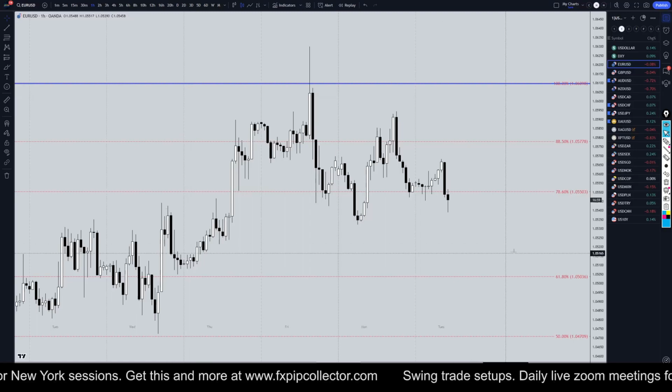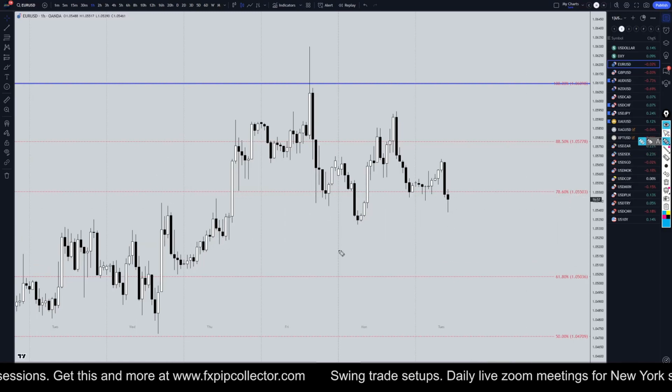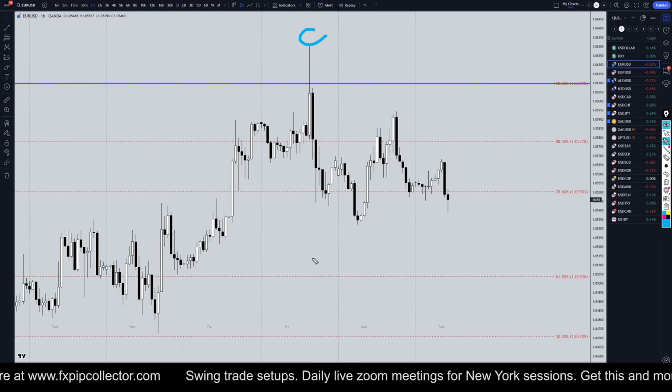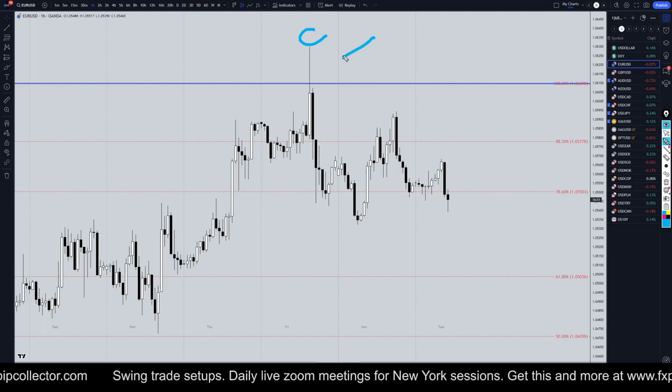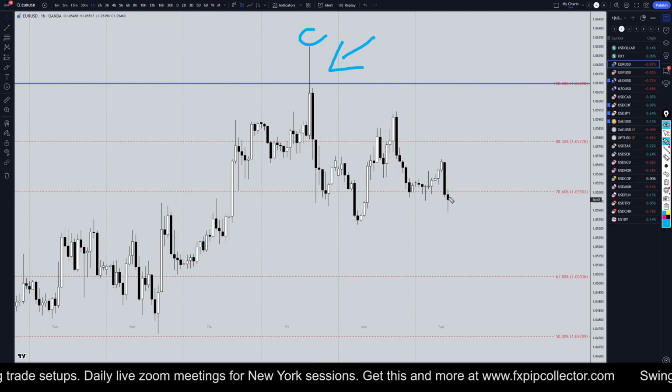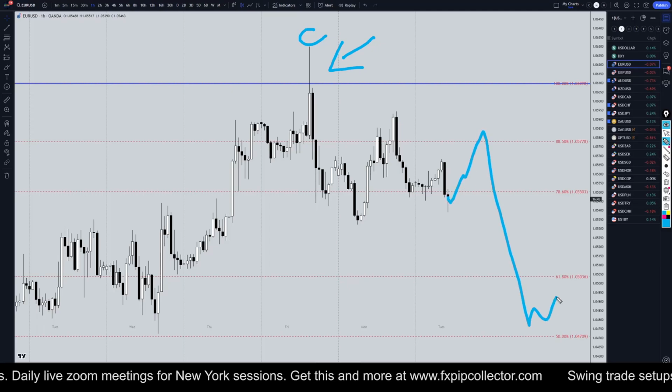Heading down to the 1 hour time frame, the market has been very rangy lately, as you can see. I was thinking that this right here was the end of a wave C. If this right here is the end of a wave C, then this needs to continue to downtrend. It needs to continue to make lower lows, lower highs like this.